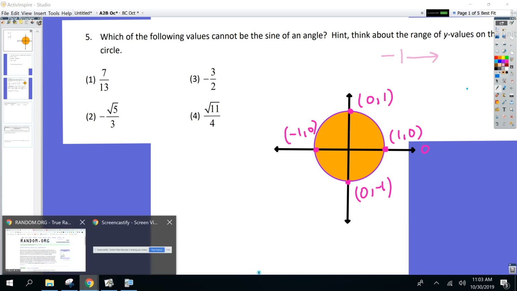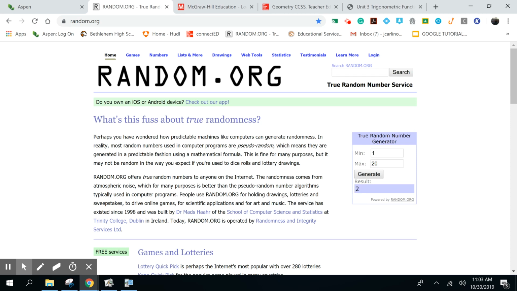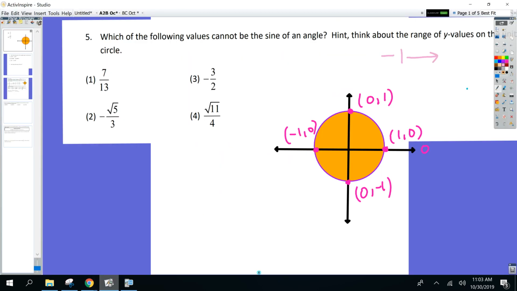value up here? Greatest y value. 1. Nothing bigger than 1, nothing smaller than -1. So if you look at the choices up here with me, there's only one choice that falls outside this range. And you have to use your calculator to figure out, if you don't know what radical 11 over 4 is. Okay, there's only one choice up here that falls outside that range.